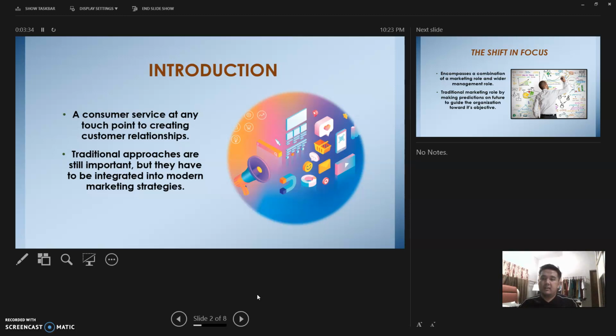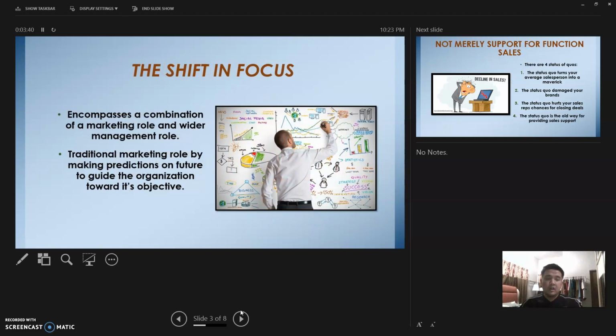We move on to the next slide, which focuses on the shift in focus. The first one encompasses a combination of a marketing role and a wider management role. For example, we improve customer loyalty, a strategy to interact more freely with consumers. It also has marketing consequences, and the implication for marketing may be positive or negative, and it all depends on the implication towards marketing.